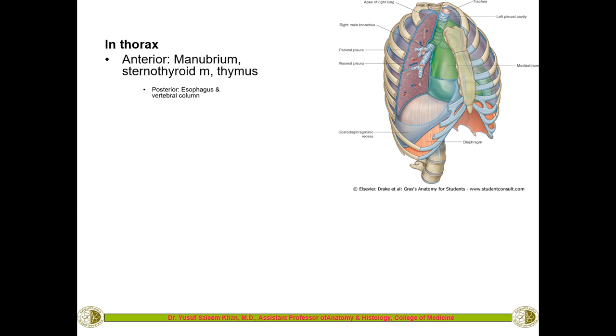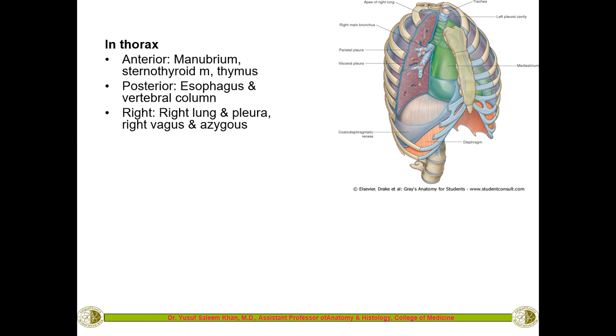In the thorax, it will be in the superior mediastinum. Anteriorly, there will be the manubrium sterni in the thorax. This is the thoracic part, where anteriorly there will be the manubrium sterni. Then there will be a muscle called the sternothyroid muscle, as well as a small gland here, which is called the thymus. Posteriorly, we have the esophagus again and the vertebral column. Here you can see the vertebral column, and in between there will be the esophagus.